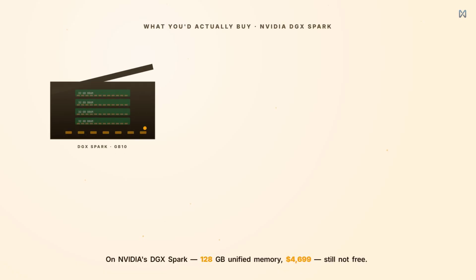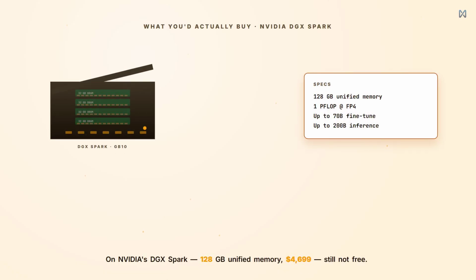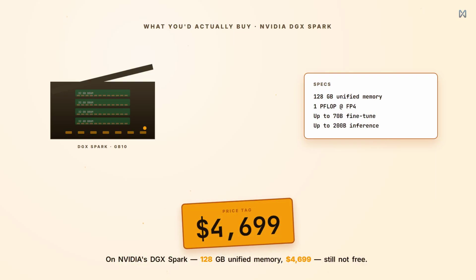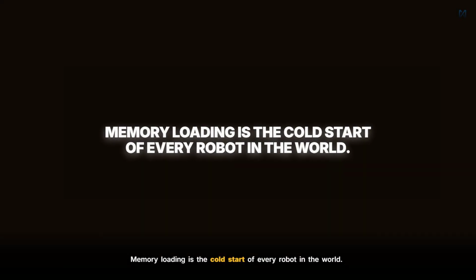On a box built for local AI workloads, like NVIDIA's DGX Spark, with 128 gigabytes of unified memory and a price tag of $4,699, it is still not free. Memory loading is the cold start of every robot in the world.